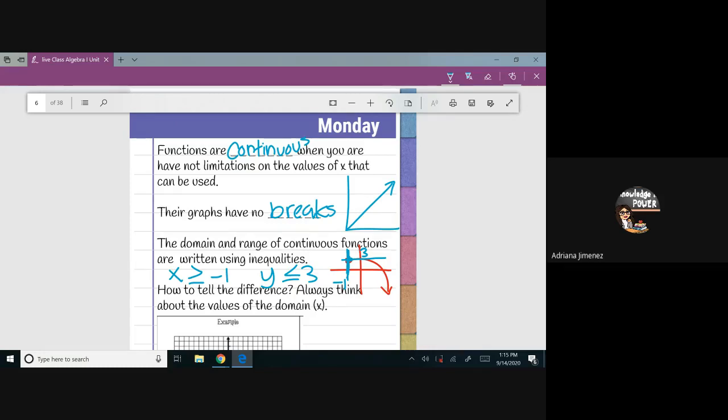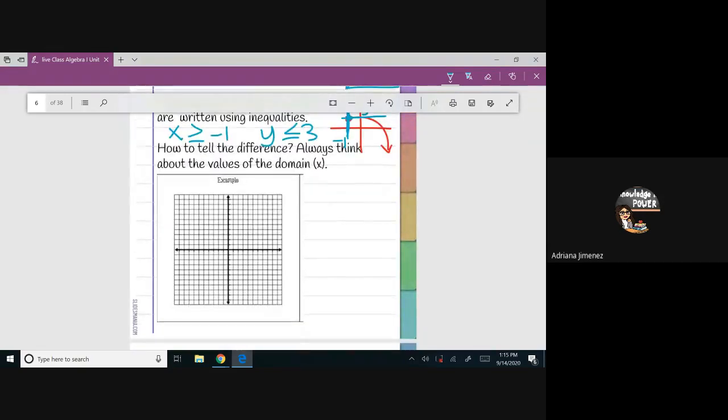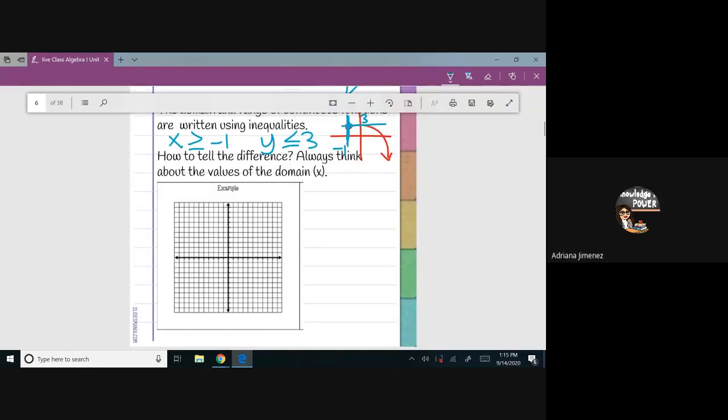Now, I have a question on here on the notes, and I'm asking how to tell the difference. How do you know if your graph or your word problem is going to be discrete or continuous? What you want to do is you always want to ask yourself about the domain. If I can only have whole numbers or only a set of numbers, then I want to be discrete. That's what it's going to be. Because discrete, I can only use certain numbers.